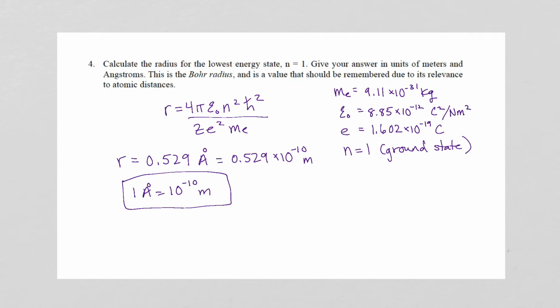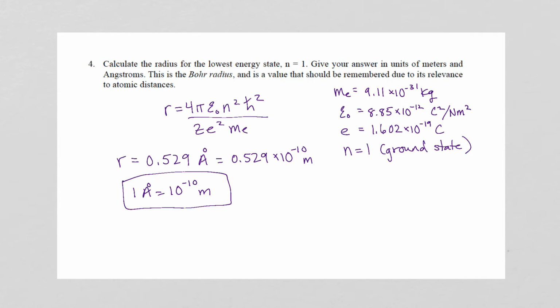You'll see that pop up quite a bit in your life as a chemist, particularly when we're talking about things on the order of bond distances. Okay, so we will see angstroms again, so you can commit that conversion to memory and make life easy for you. Okay, so the radius of the ground state of a hydrogen atom, or a one electron system, we should say, is 0.529 angstroms.